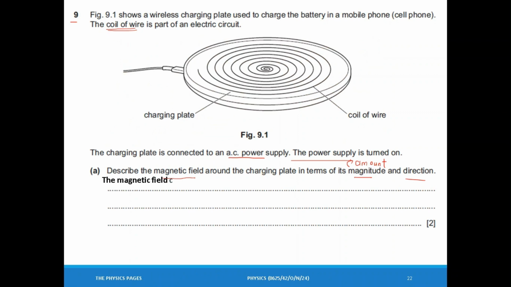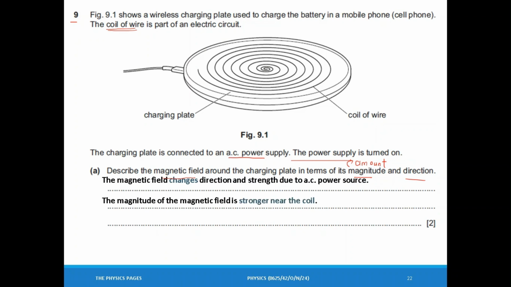First thing, I am writing that the magnetic field changes the direction and also the strength. Direction and magnitude both are changing because our power source is AC. The magnitude of the magnetic field is stronger near the coil. As we move away from the coil, it will be weaker, and also the direction of the magnetic field is always perpendicular to the coil.